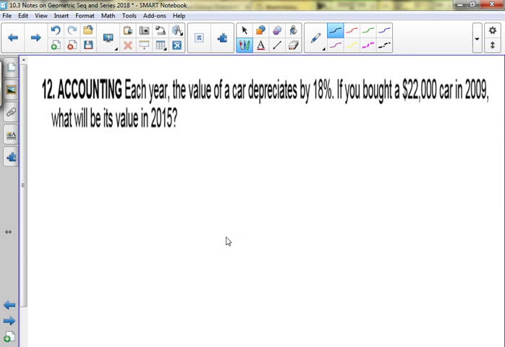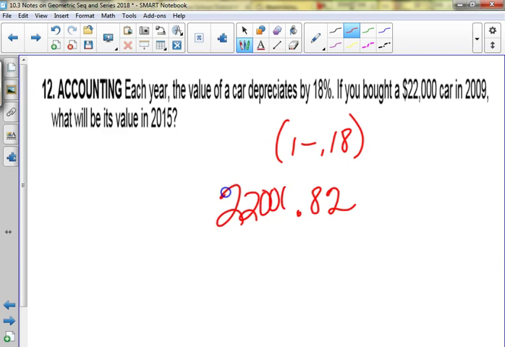All right, number 12, accounting. Each year, there is an application question, and it's one that messes everybody up, so please be paying attention. Each year, the value of a car depreciates by 18%. We've done these questions last semester, right? 1 minus 0.18 would be 0.82, we're going to multiply. You bought the car for $22,000 in 2009. Okay, how many years?